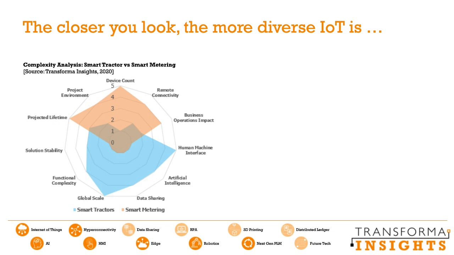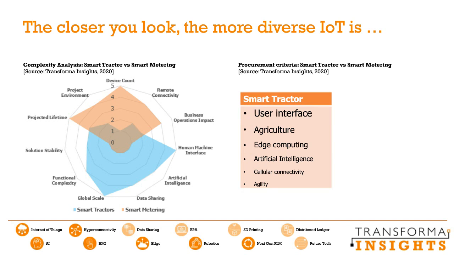And of course, what that filters through to is very different procurement criteria. So if you want to support a smart tractor project, what you're looking for is capabilities in user interface, experience of agriculture, experience of edge computing, artificial intelligence, cellular connectivity, and agility, because that solution is going to be changed and refined over time.